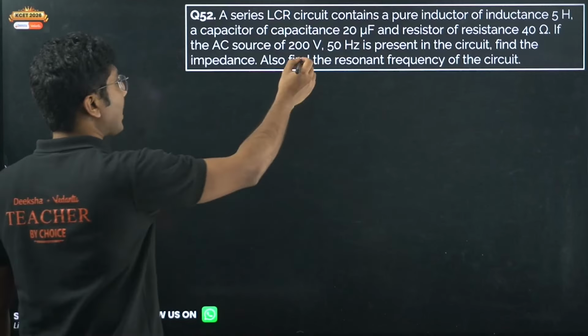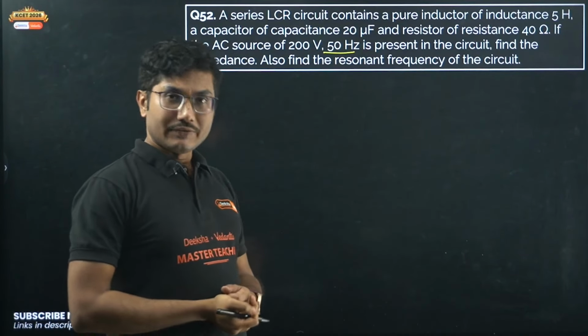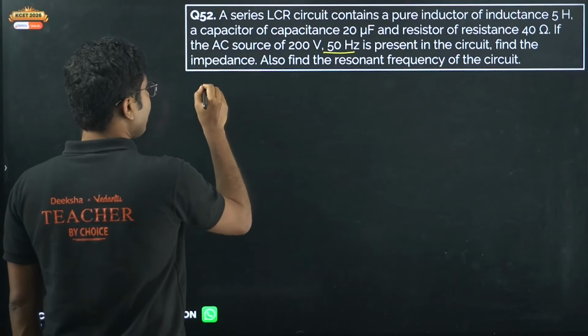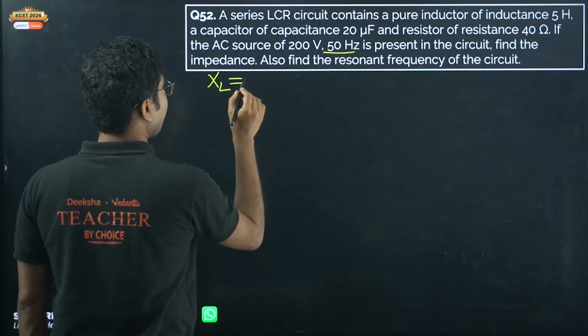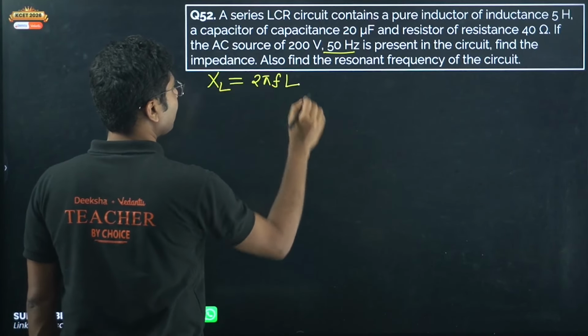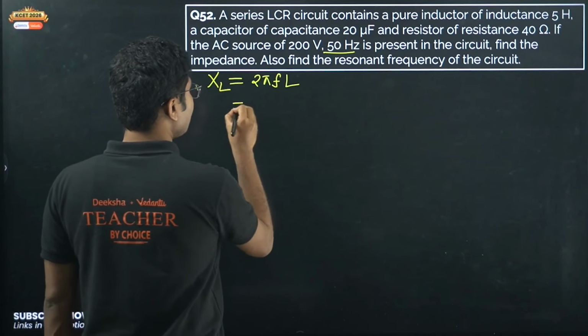First of all, we will find the impedance. To find the impedance, we will use the given frequency, which is 50 Hz. So how to do that? Obviously the first step is to calculate XL. XL is given by 2 pi F into L. Remember these two formulas are very important, XL and XC. So what is 2 pi?